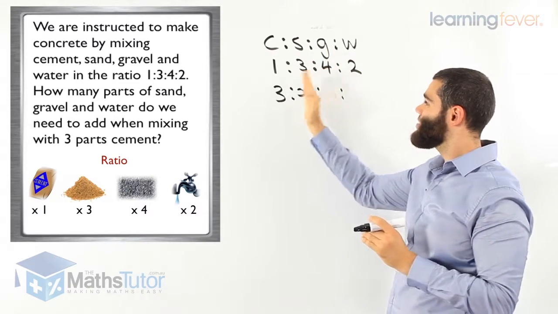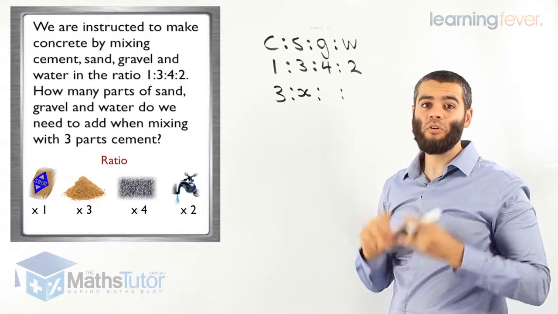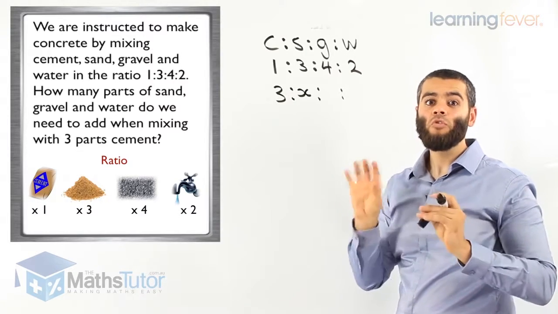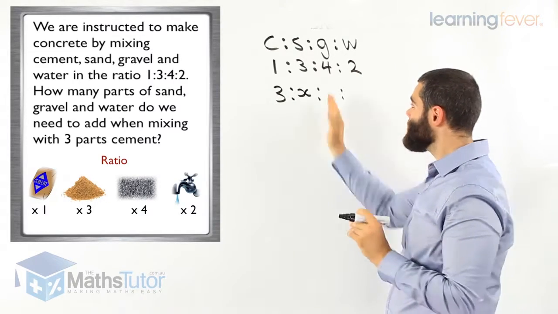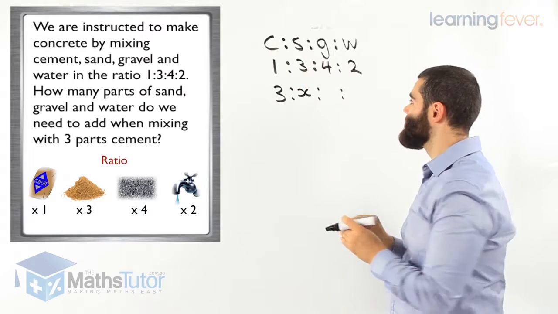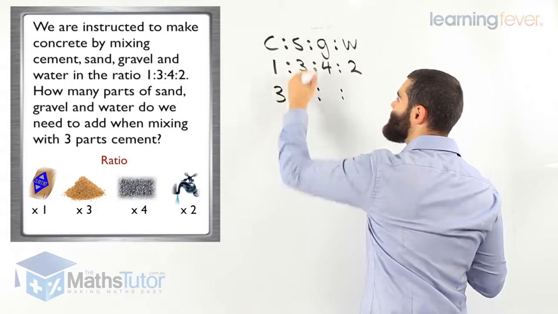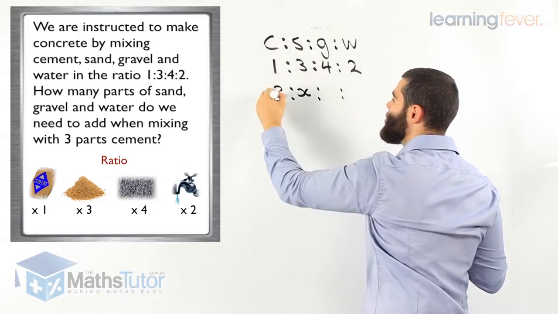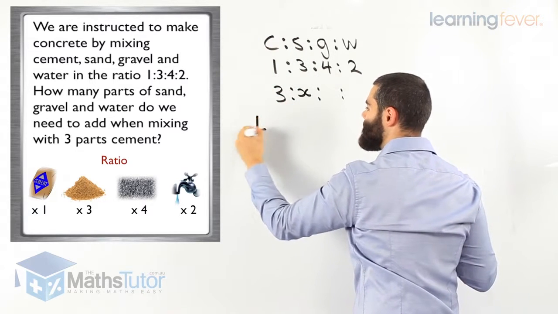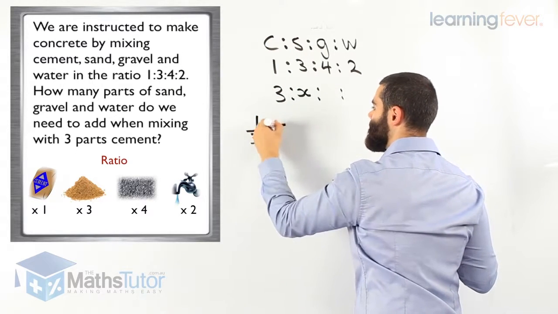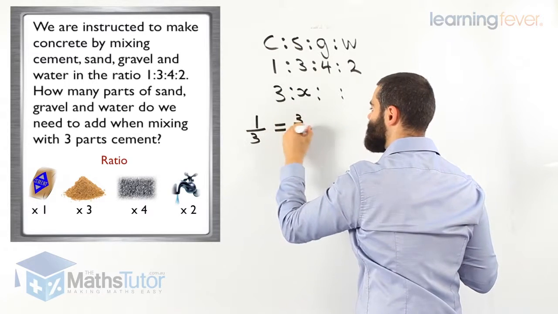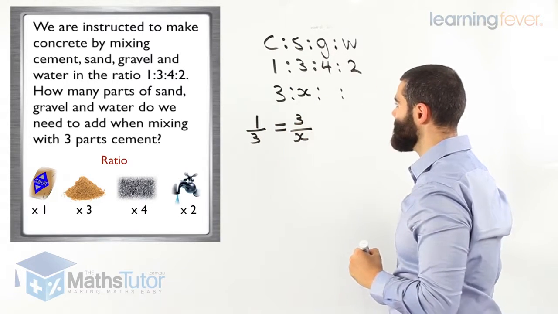Disregard these for now. Let's do one by one. Don't get confused because there are a lot of numbers. Do one at a time. Let's do these here. Again, what do we notice? This is what we're looking for. 1 over 3 equals 3 over x. There it is.